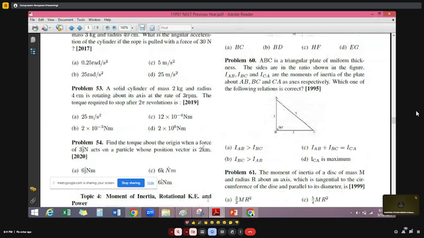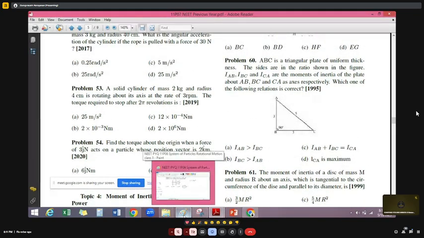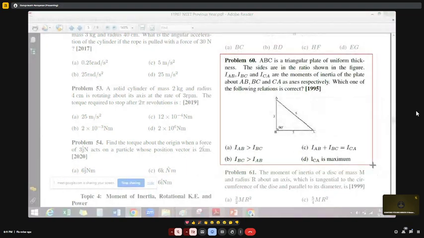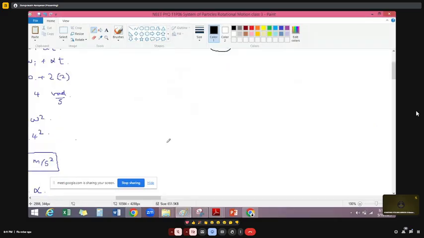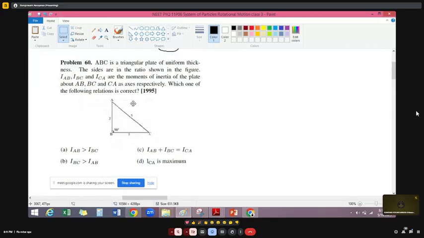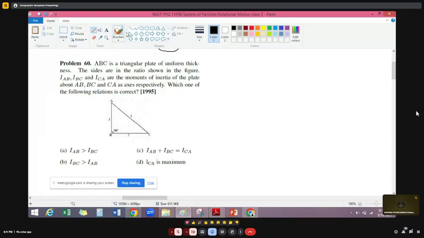Sixty is also based on the same concept, how far it is from the axis. There is a printing error here. So this is actually 3, 4, 5, right? One of them should be. Which one is? Yeah, I think this is 4, not 3. So 3, 4, 5, right?